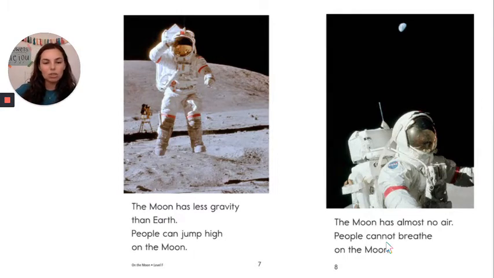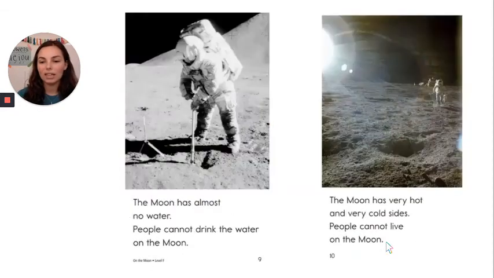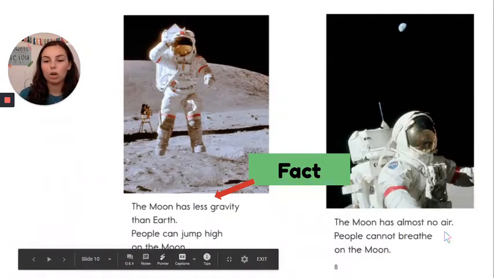The moon has less gravity than Earth. People can jump high on the moon. The moon has almost no air. People cannot breathe on the moon. You can say the moon has less gravity, that's a fact. Or you can also say the moon has almost no air, that's also a fact.